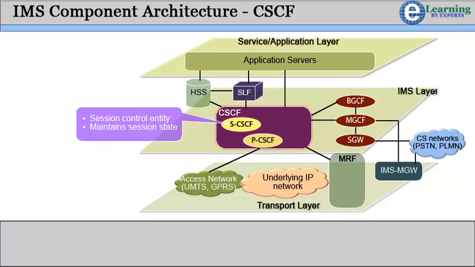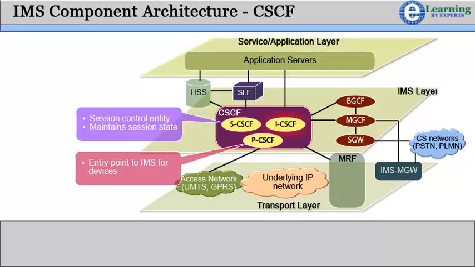Proxy, P-CSCF. This is the entry point to IMS for devices. Whether in a home network or visited network, the P-CSCF will be the first point of contact for the UE and forward SIP messages to the user's home S-CSCF. Interrogating, I-CSCF. This entity within the IMS CSCF is a session control entity for endpoint devices that maintain session state. This is the entry point to IMS from other networks.